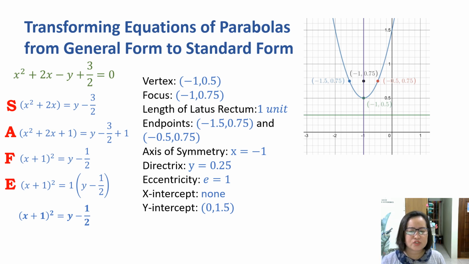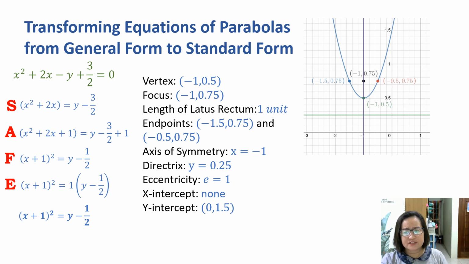So all we have to do is to add 0.5 to the abscissa of the focus, so negative 1 plus 0.5, we will have negative 0.5. While if we subtract 0.5, we will have negative 1.5. Hence, the endpoints would be negative 1.5, 0.75, and negative 0.5, 0.75.